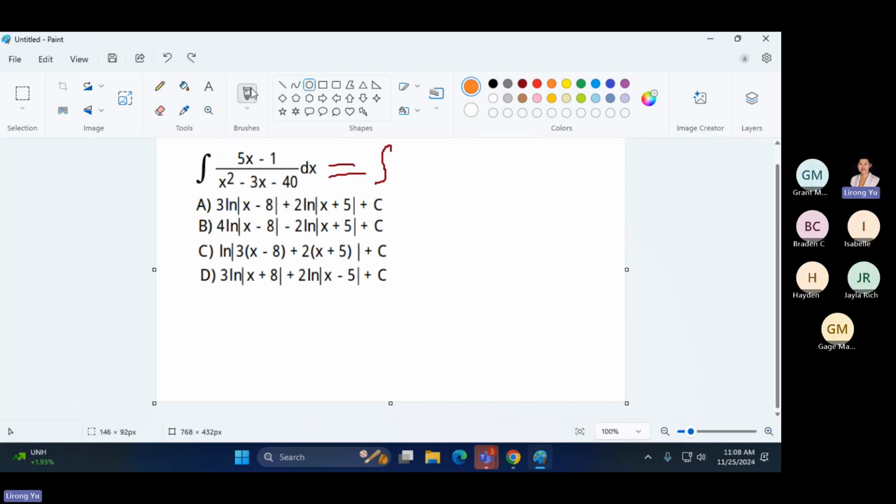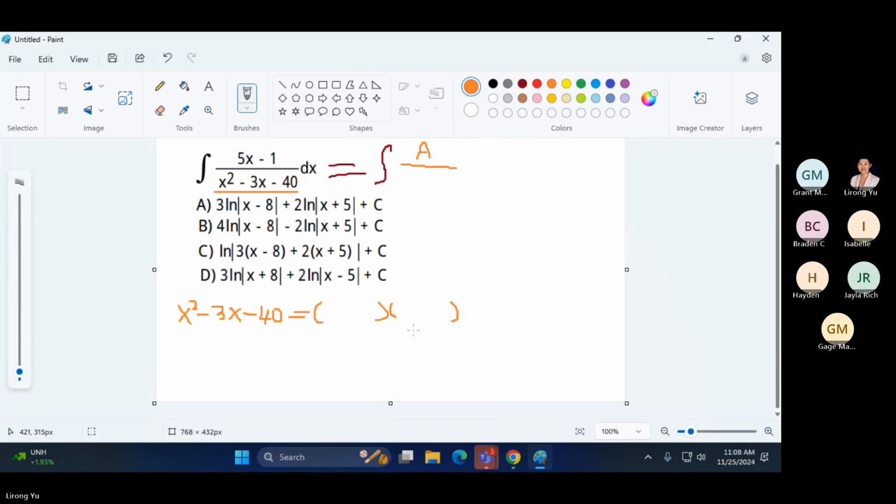So actually, this is equal to, we're hoping to write it as a number divided by, you can see this denominator is factorable. The denominator x squared minus 3x minus 40 can be factored into the multiplication of two factors. Do you know the factors? x minus 8 and x plus 5. Right, that kind of echoes with some of the choices. You can see where those are coming from.